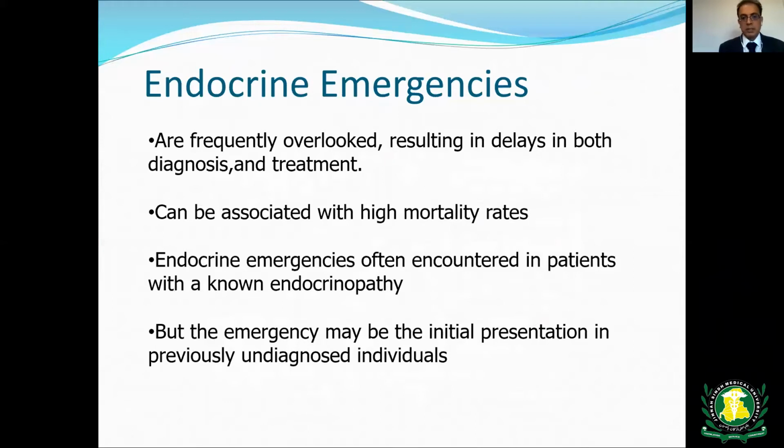Endocrine emergencies are often encountered in patients with known endocrine pathologies, meaning if somebody already has a pituitary adenoma or Addison disease and they get unwell, they may come in with an endocrine emergency. But sometimes it may be the initial presentation. A patient who is otherwise fit and well suddenly comes in with shock, and then you find out that the patient has an Addisonian crisis or severe hypothyroidism or another diabetic emergency.